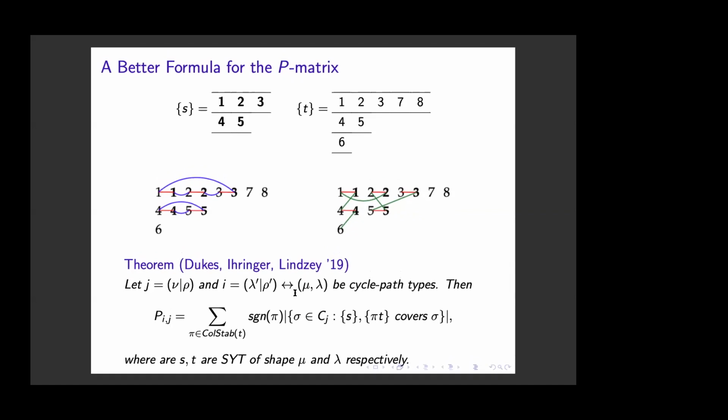And so what I have here is a combinatorial formula that's a signed sum of combinatorial statistics for tabloids S and T, where S and T are standard Young tableaux of shape mu and lambda respectively.